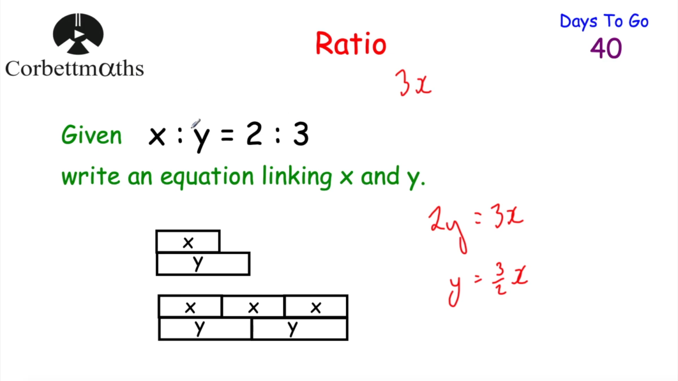x multiplied by 3. And then you can multiply the y by the x number in the ratio. Y times 2 would be equal to 2y. So that's our equation, 3x equals 2y. And again, you could turn it around, 2y equals 3x. You could divide by 2 to get y equals 3 over 2x.